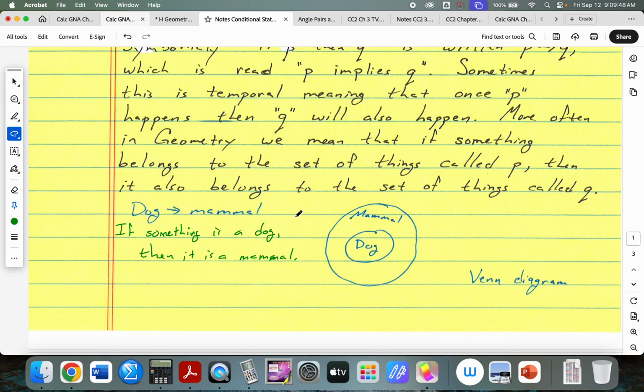And a Venn diagram for that would look like this. Everything that belongs to the set of things that are dog belongs to the set of things that are mammal. And that's a Venn diagram. By the way, I found most students, or at least somebody in the class usually knows, why is that capitalized? Yeah, it's a name. It's somebody's name.